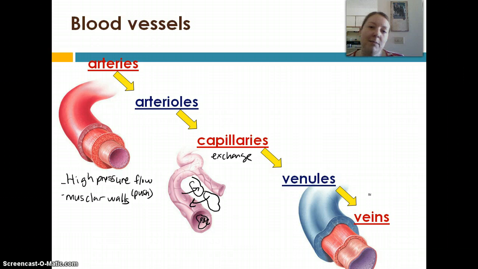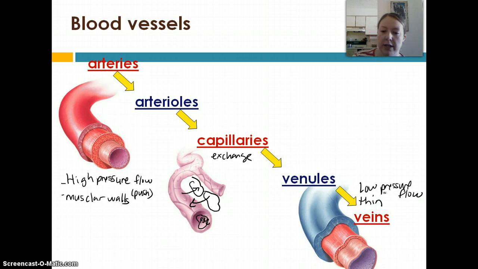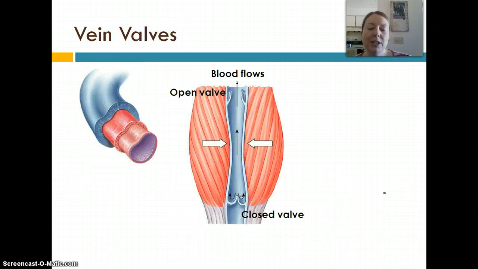To be a vein, as I had mentioned, you have to travel to the heart. Veins are built for a low pressure flow. And so to do that, they don't have to have very muscular walls. So they're very thin and not muscular. They don't have to be built for high pressures anymore. But one unique feature of veins is that they have the same things as our heart chambers. They have valves that open and close, and they do the same thing as those heart chambers in that they don't allow blood to flow backwards.